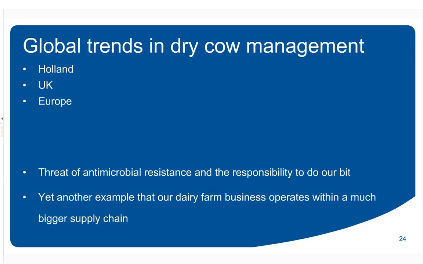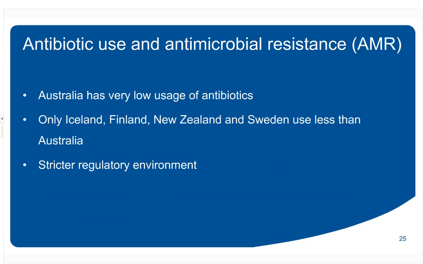So I think this is yet another real example of how our dairy business operates within a much bigger supply chain where we actually need to understand and work together to achieve success. What needs to be stated here also is that Australia, and in particular the Australian dairy industry, currently has very low usage of antibiotics when compared with other countries. In a recent study, only Iceland, Finland, New Zealand and Sweden use less than Australia. The stricter regulatory environment has also meant that some antibiotics of critical importance have never been allowed to be used in cattle, never been registered.